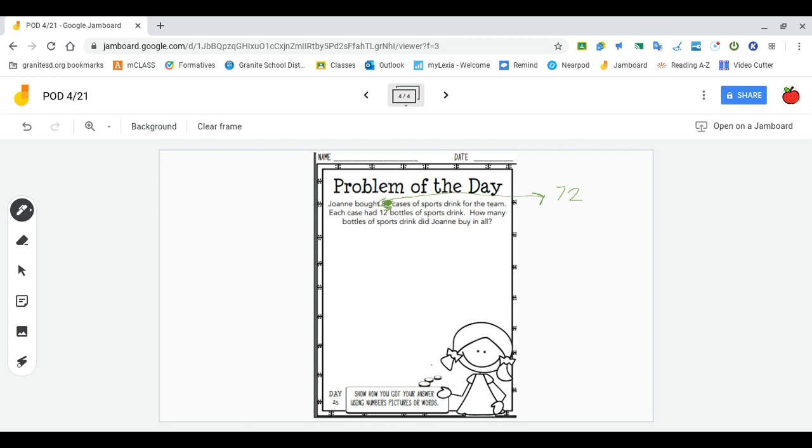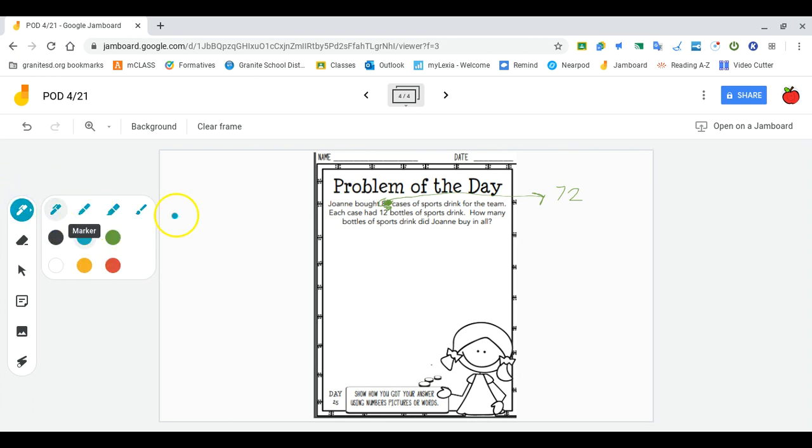This is a multiplication problem because I'm having multiple groups of something. So I had 12 sports drinks in each case, and I have 72 cases. That's multiplication. I don't want to add up 12 72 times, which is what I was doing in that picture. I want to use multiplication. So this is going to be 2-digit by 2-digit multiplication. I could use the standard algorithm, or I could use the box method. I'm going to start with the standard algorithm.